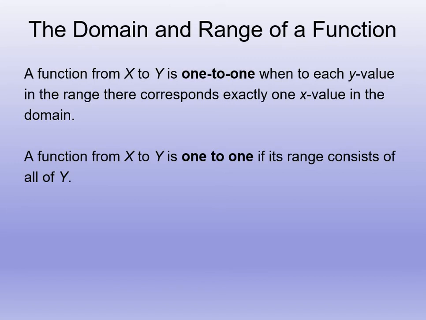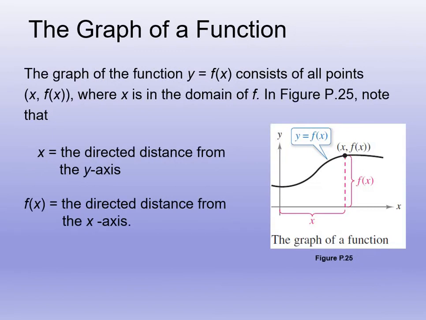But for one-to-one, one x input creates only one possible y output. Just because it's not one-to-one doesn't mean it's not a function. But if it's one-to-one, one x produces only one y. So we can take a look at this graph here. For every x value, there's only one possible y value, and it doesn't look like there's any limitation on y. There's no limitation on the range there.